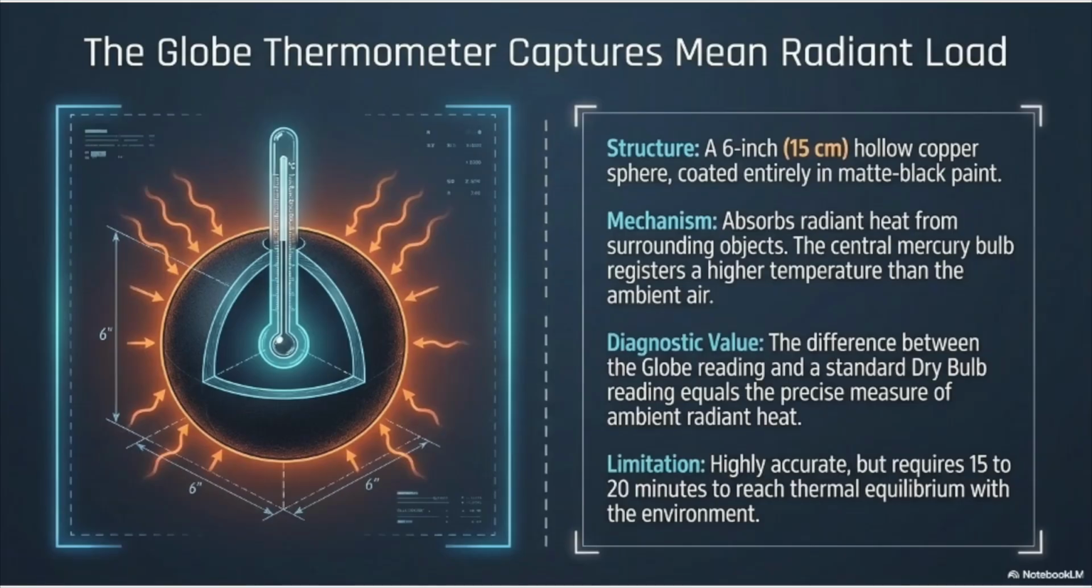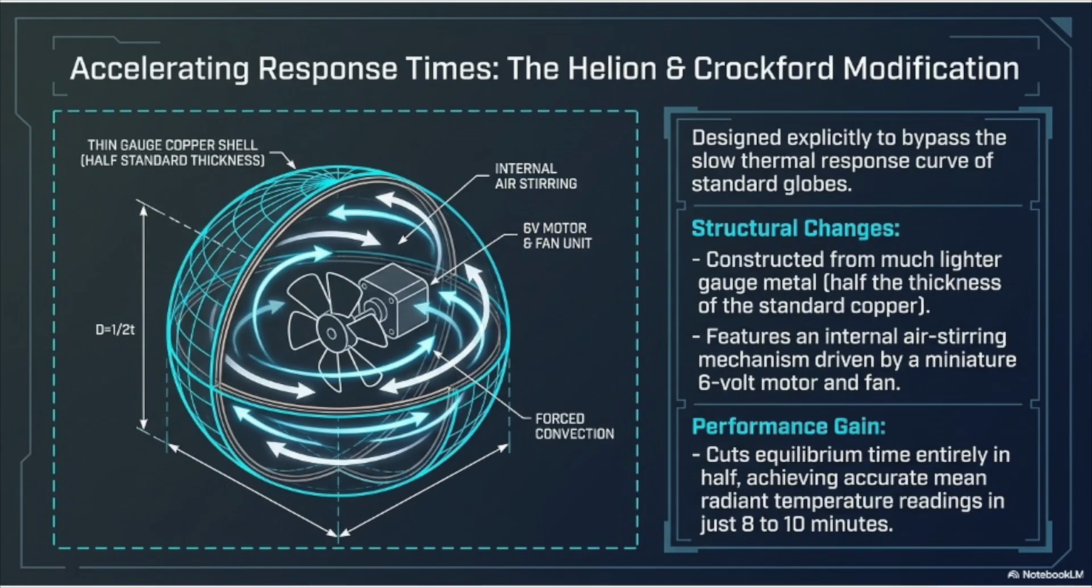Its diagnostic value lies in the fact that the difference between the globe reading and a standard dry bulb reading equals the precise measure of ambient radiant heat. However, its limitation is that, although highly accurate, it requires 15 to 20 minutes to reach thermal equilibrium with the environment. To accelerate this slow response time, the Helion and Cropford modification was developed.